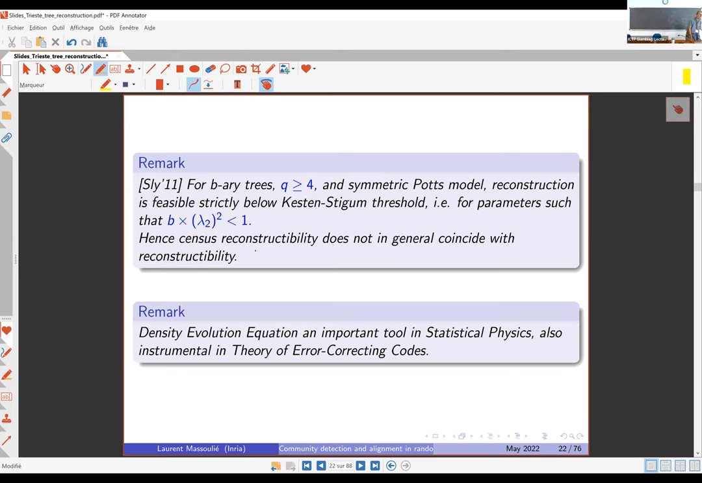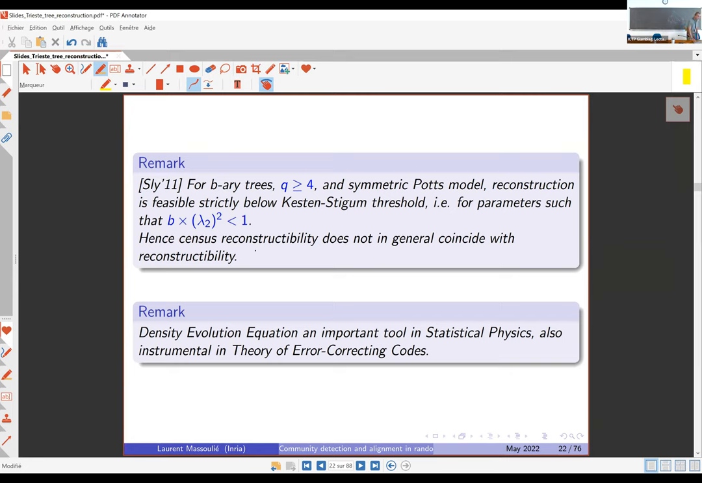For those in the room who are proficient in the cavity method, this density evolution equation is really familiar to you. This is something that is central in the cavity method in statistical physics. And this is also very important in the theory of error correcting codes.